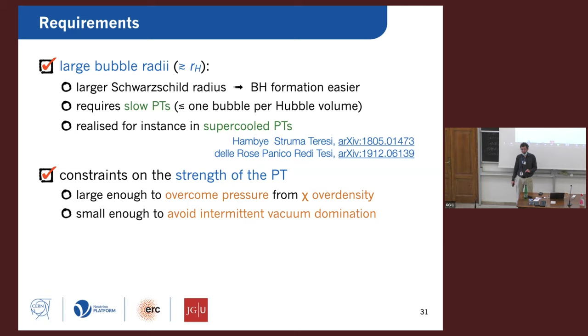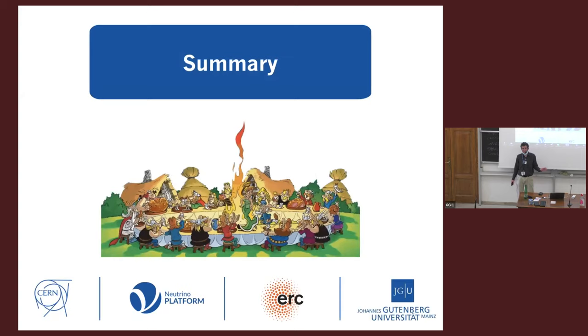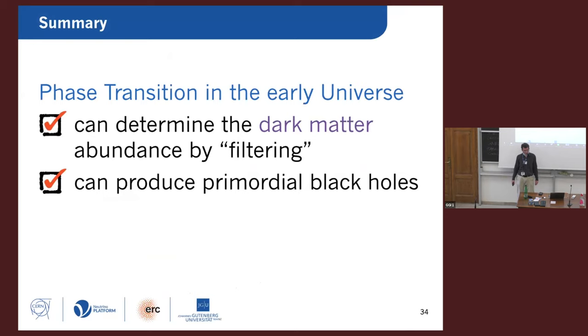Okay, I'm going to skip the plot of primordial black hole parameter space, because basically once you accept these assumptions on the phase transition, it works at almost any scale. So let me just summarize by saying that phase transitions in the early universe are, in my opinion, a very interesting topic, and they can have rather interesting consequences for the dark matter. And yeah, those certainly deserve some further study, I think. And we're working on that.